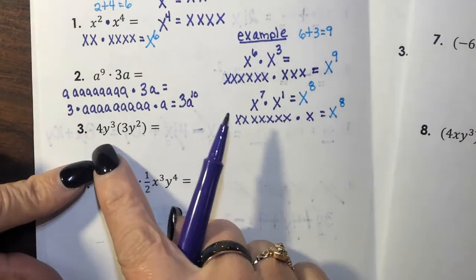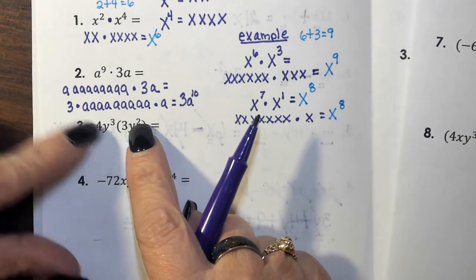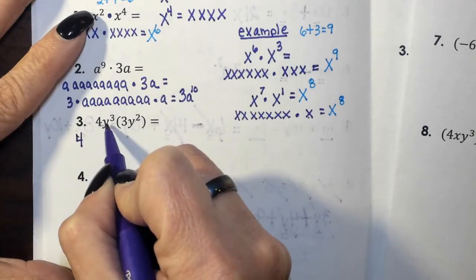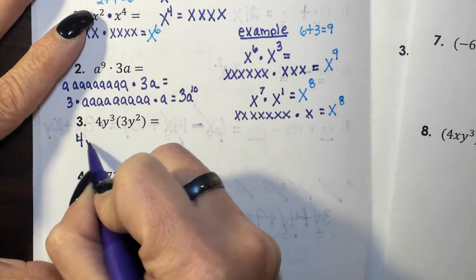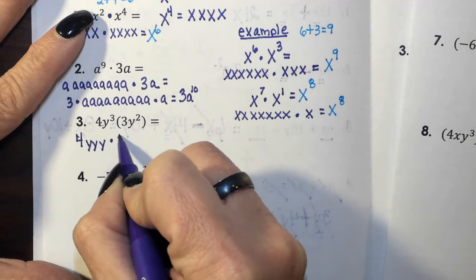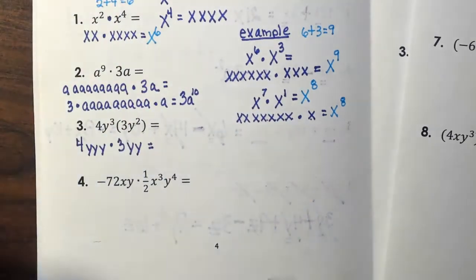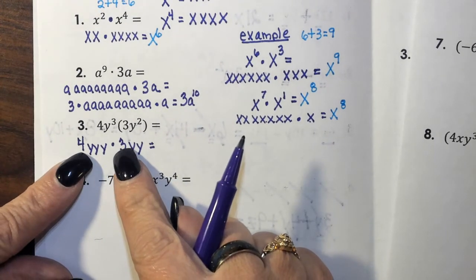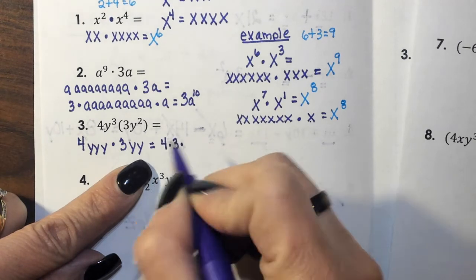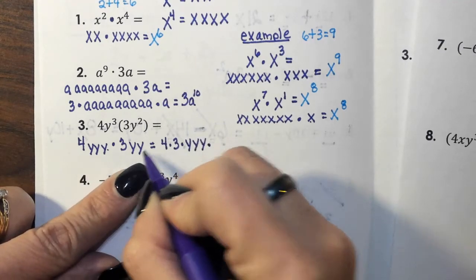So on this one, I've got 4y to the 3rd power. Parentheses just means multiply, times 3y squared. So I'm going to rewrite this as 4 and then y to the 3rd. Remember that just means 3y, so that's y. And I'm going to use a dot instead of parentheses. 3 and then y. Okay, so remember, we need to put the numbers together and then put the y's. So I'm going to put 4 times 3 times y times these 2 y's here.